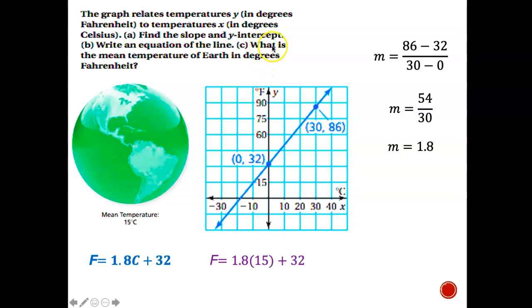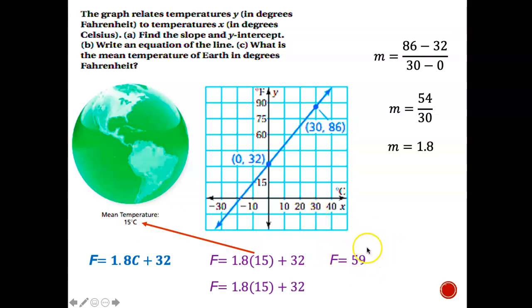Now we can solve the problem by using the equation that we wrote. 1.8 times C, and I replaced C by 15. How do I know that it's 15? Because it is given here that the mean temperature is 15 centigrade. Plus 32. I multiplied 1.8 by 15 and added 32, which gives us 59. So 15 centigrade is 59 degrees Fahrenheit.